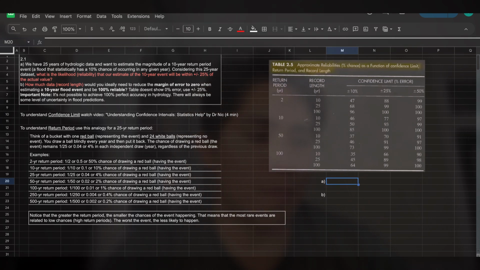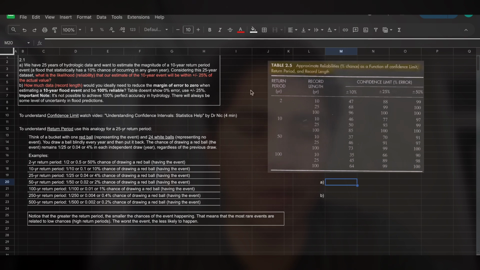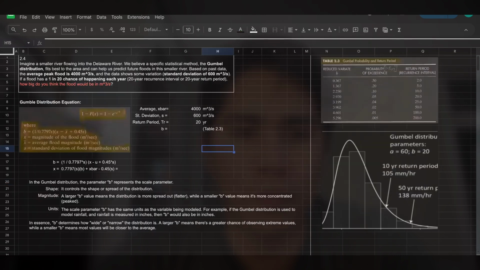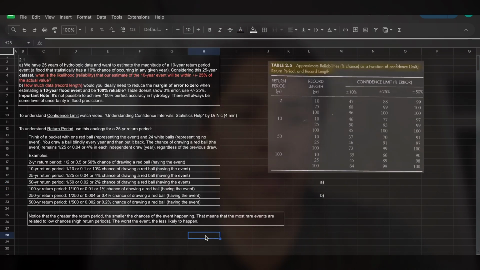In this video, we're going to learn about some statistics terms, and also about the Gumbel and normal probability distributions. We have four problems for this section of the book, and we're going to solve problems 2.1, 2.4, 2.5, and 2.9. I have set them up in a way that makes it easy for all of us to understand what the problem is asking, and also to understand some new terms.